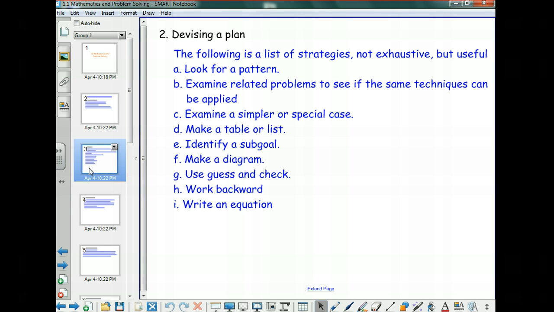The third way is to examine a simpler or a special case. Some things make the problem a little bit easier to work with, and you think, okay, I did that easier problem this way, maybe I can extend that idea to the problem I'm really supposed to be working on.